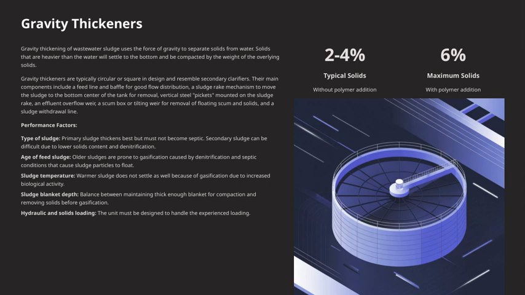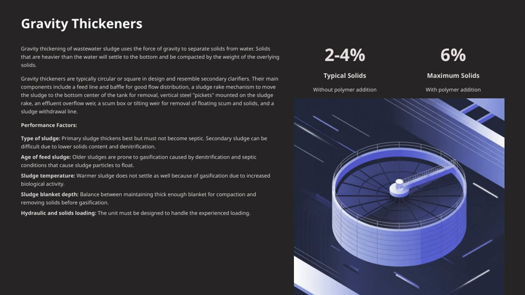Temperature plays a role too. Warmer sludge tends to gasify more because biological activity increases, making settling less effective. Sludge blanket depth is another critical factor. It's all about balancing. You want a thick enough blanket for proper compaction without letting solids reach a point where they gasify or cause issues.